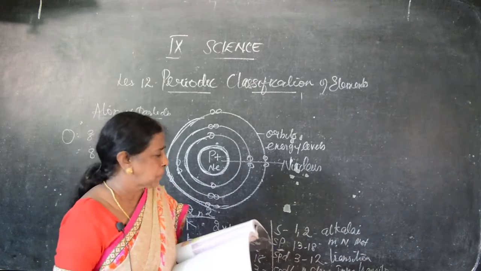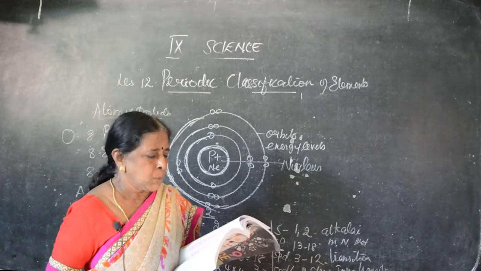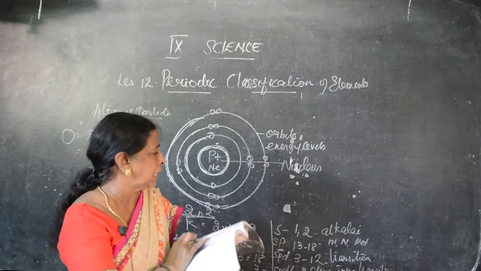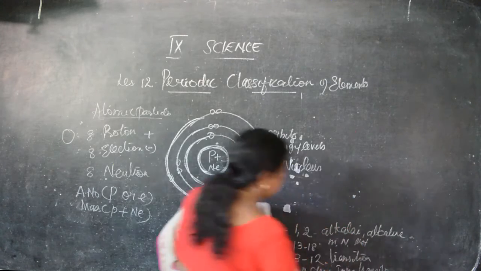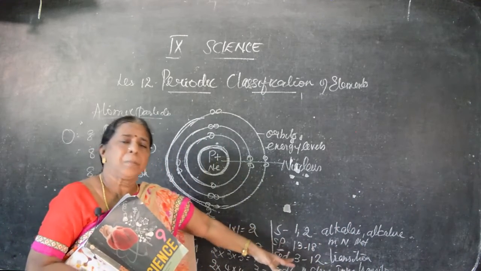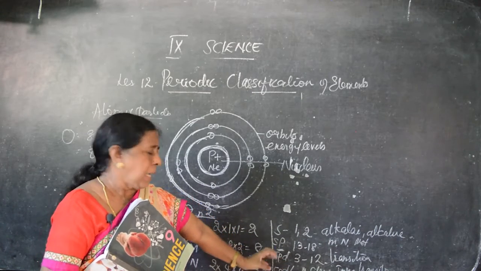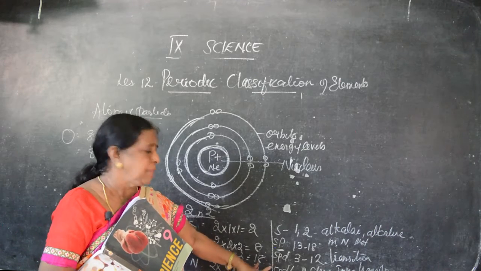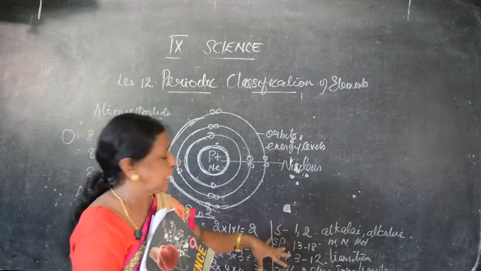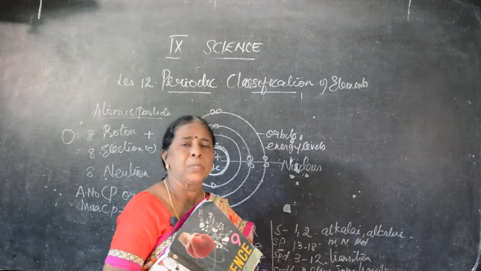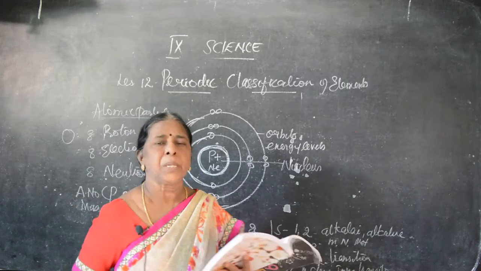Totally how many groups? 18 groups. The 18 groups are arranged in the subshells S, P, D, F. So S is group 1 and 2, alkali and alkaline metals. P is the biggest block, where metal, non-metal, everything is present. Groups 3 to 12 are transition metals. And the last block, F, has only 14 elements, not groups. The remaining 14 elements which are not arranged properly come under this, and they are known as inner transition elements.